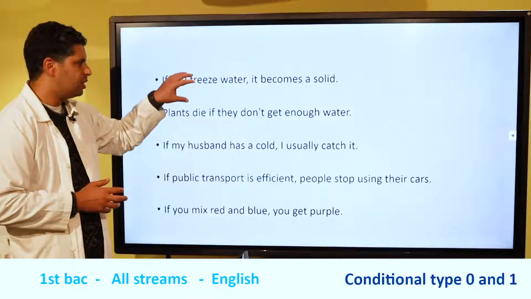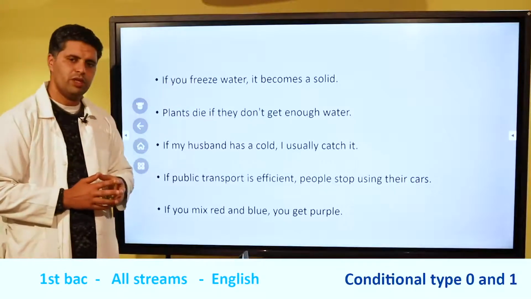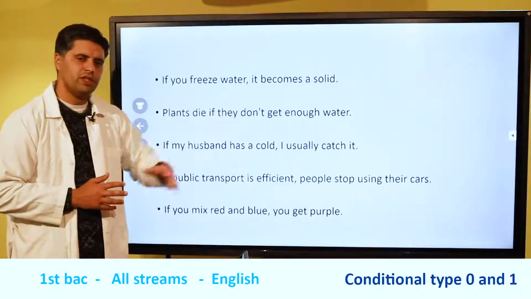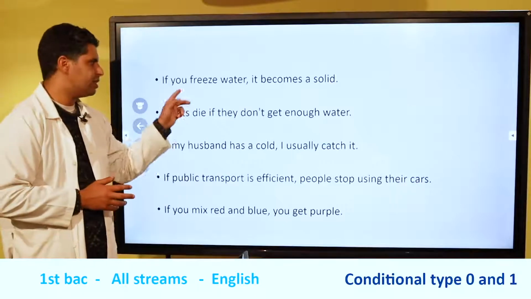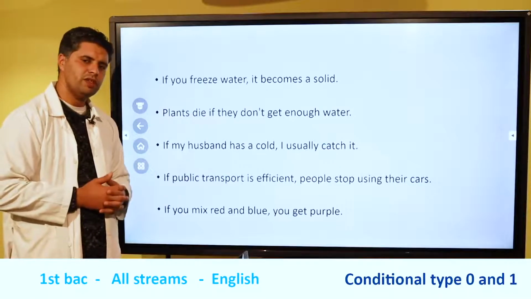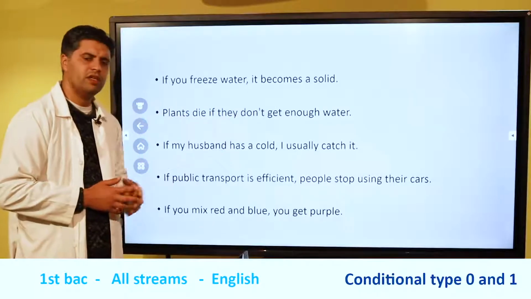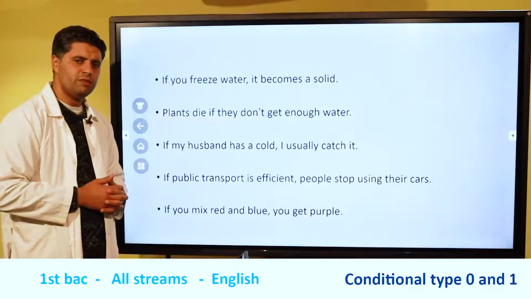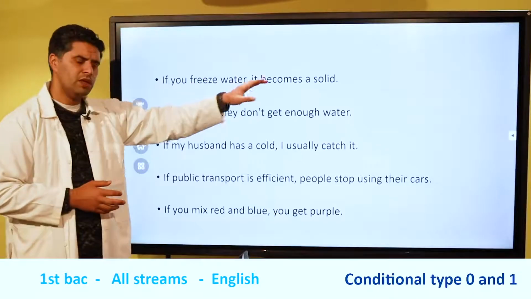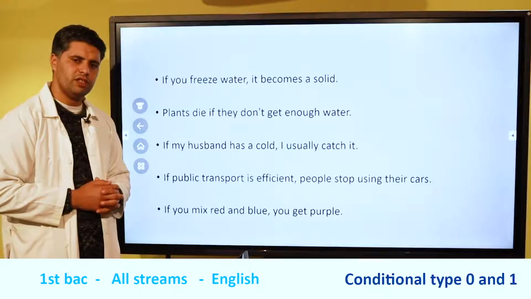So here we have the cause and we have the effect. We have the if clause and we have the main clause, as you can see. Two statements. Here we have the conjunction if plus subject plus the verb to freeze, which is used in the present simple, as you can see. And here we have it becomes. So the verb to become is also used in the present simple. So present simple, which means that this structure is the structure of the conditional type 0.